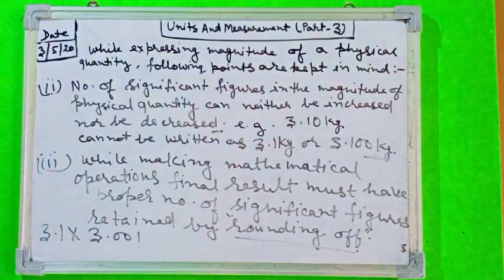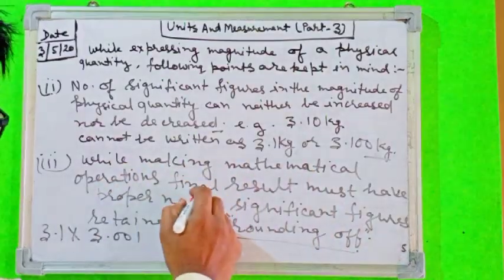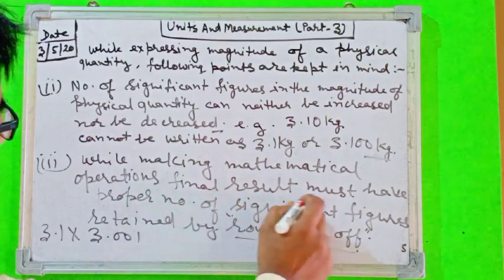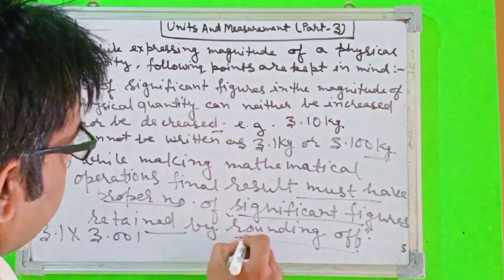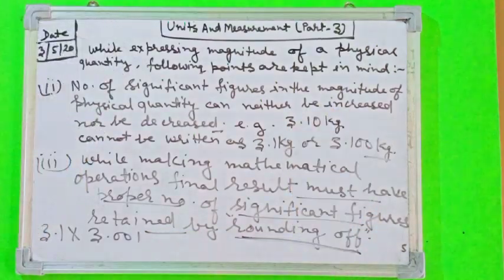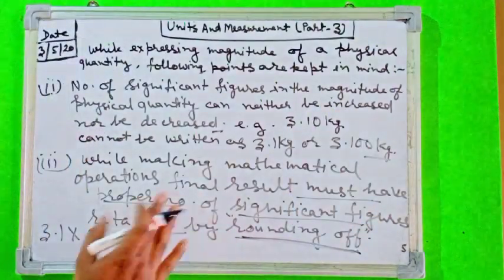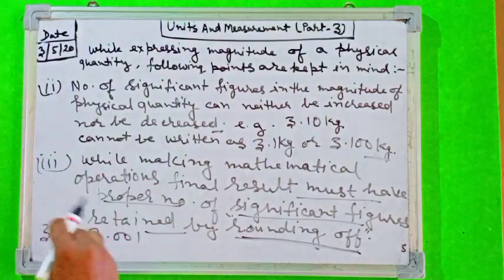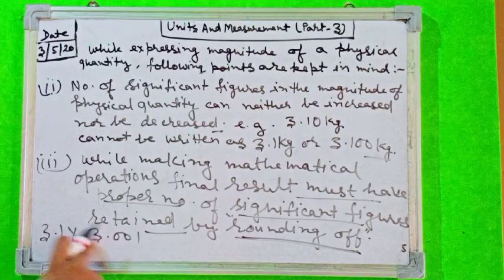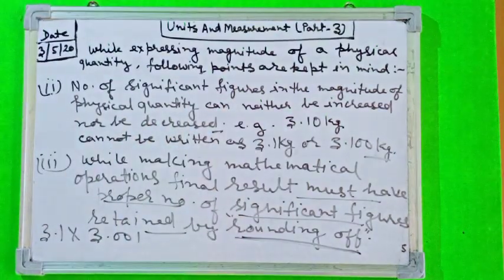So it is clear to all that while making mathematical operations, the final result must have the proper number of significant figures, written by rounding off. After rounding off the result, we have to maintain the same number of significant figures as in the case of the multipliers.